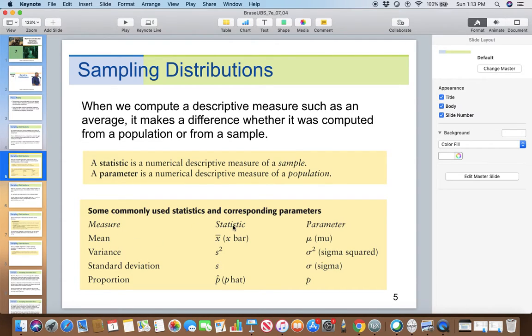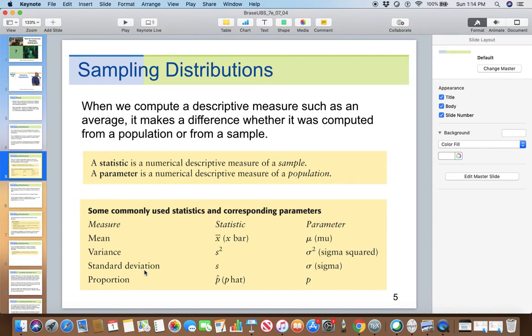Mean. For statistic, you designate it by X bar. X bar, that bar is the overline. Parameter is mu. This is a Greek letter mu. So mean in a sample is called X bar. In a population, it is called mu. Variance. In a sample, it's called S squared. In a population, it is called sigma squared. Because it is in a population, it is a parameter.